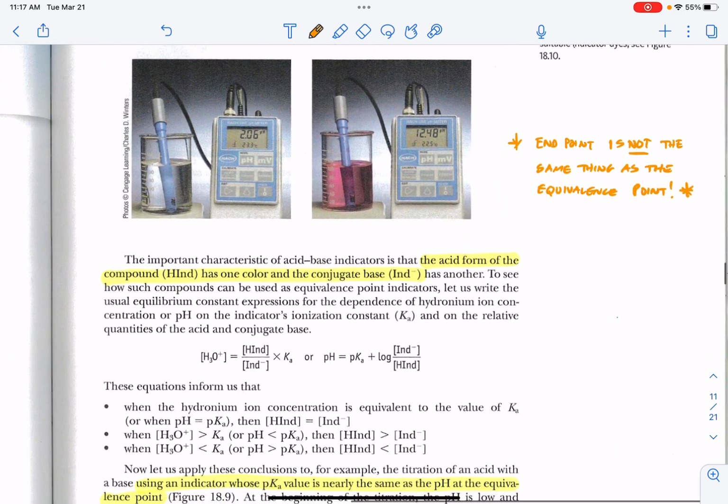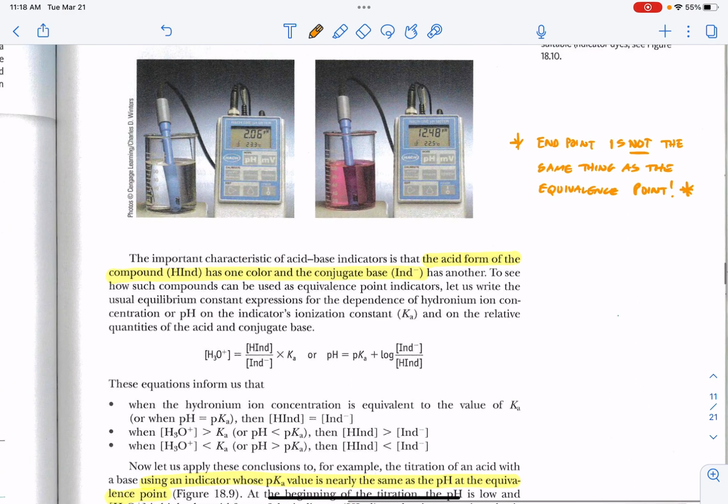Now, one very important point, and this is a test question. The end point is what we call the pH at which, or the point at which, an indicator will change color. That's its end point. There's a certain pH at which the indicator will go from one color to another color. That's not the same thing as the equivalence point. The equivalence point doesn't care what indicator is in the solution. The equivalence point is when you have equal moles of acid and base.